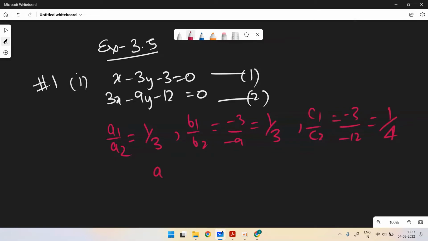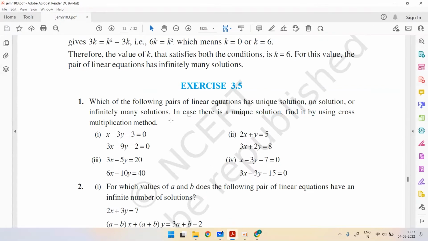So here a1 by a2 equal to b1 by b2 is not equal to c1 by c2, which implies that no solution exists. No solution exists for this type of equation. Now the first and fourth answers.